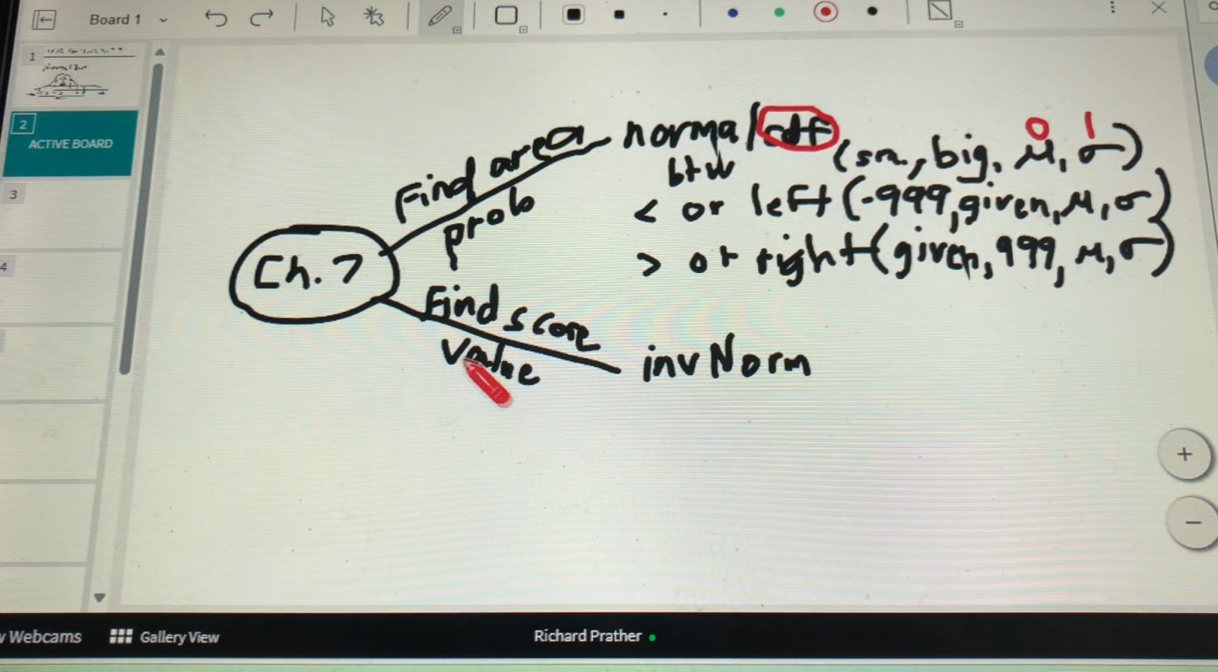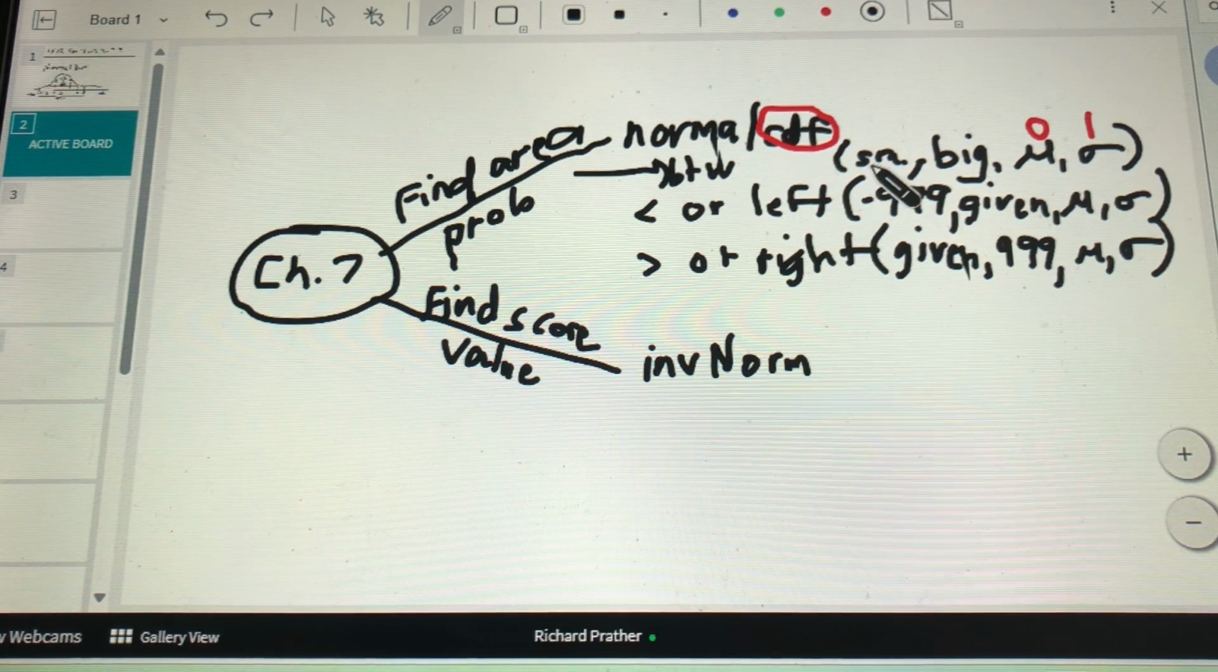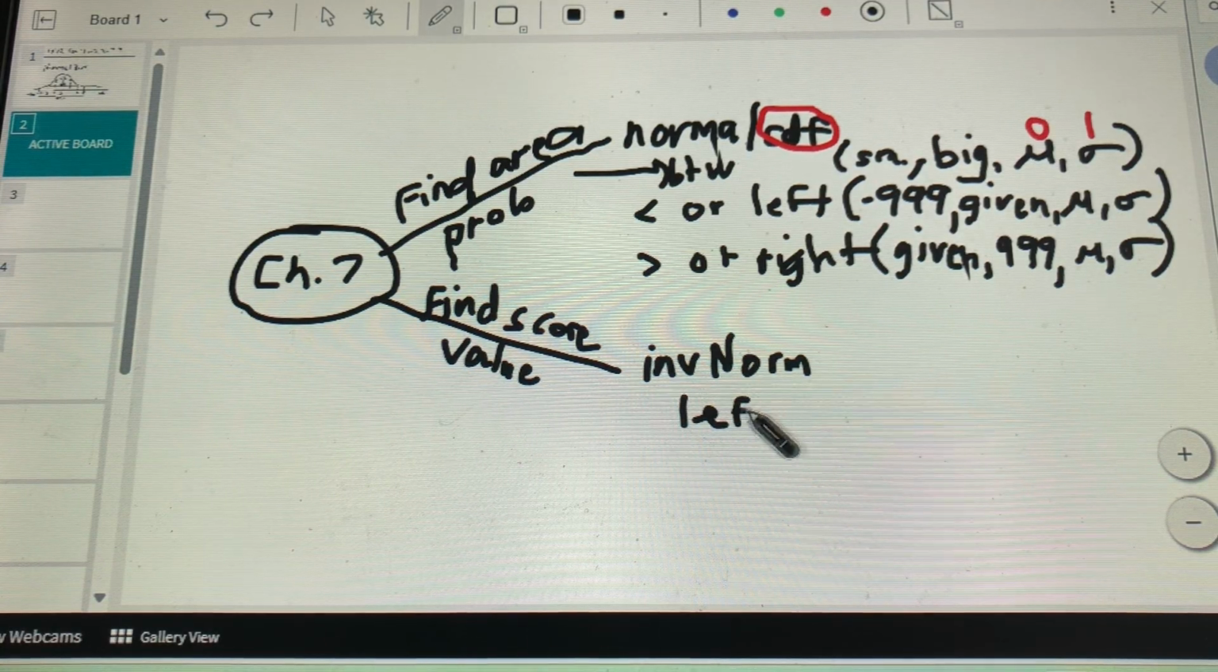See? Find a score or a value, that's when you use inverse norm. Now, inverse norm has three cases too. The best case of normal CDF is between because you just put the two numbers in that they give you. Whenever it's less than or greater than, you got to figure out, is this where I put 999 second or negative 999 first? The best case of inverse norm is to the left or less than, because then you just put in the given area.